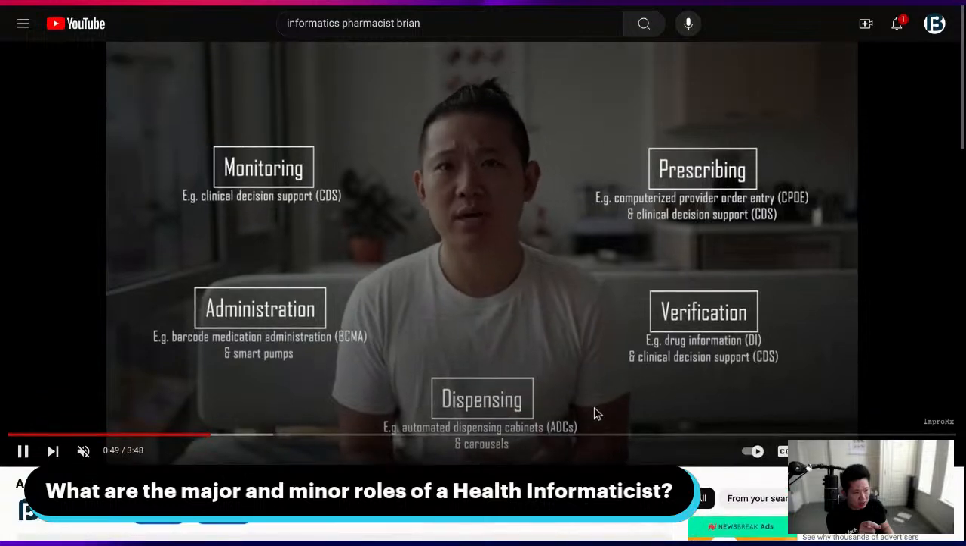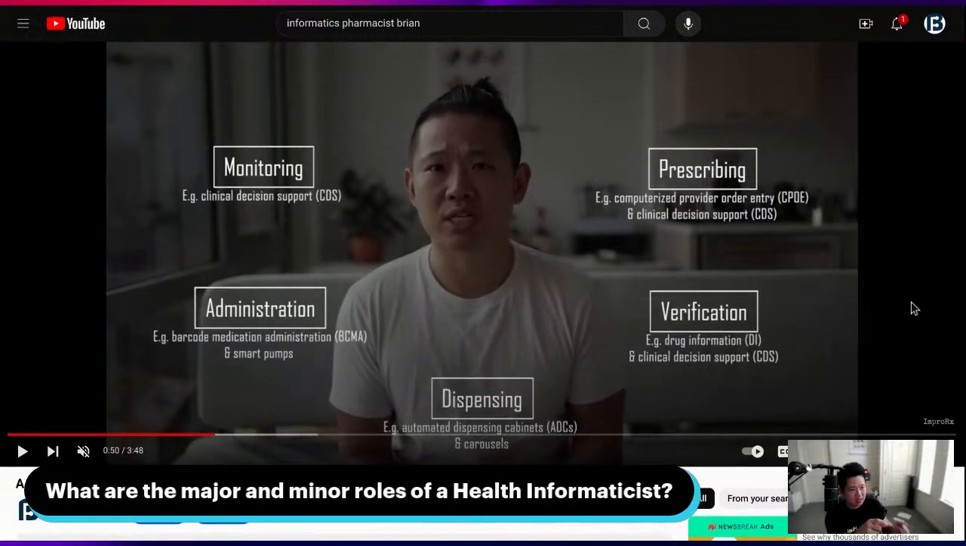Yeah, so this is one of the best ways I like to think about it: the medication use process. You have prescribing, verification, dispensing, administration, monitoring. If you're in pharmacy, you know about the medication use process. And then you can see here, what I have labeled is the different technologies associated with each of these. And why my answer is it depends.